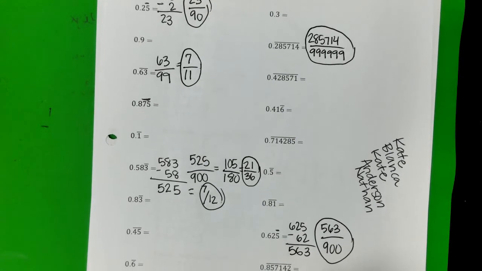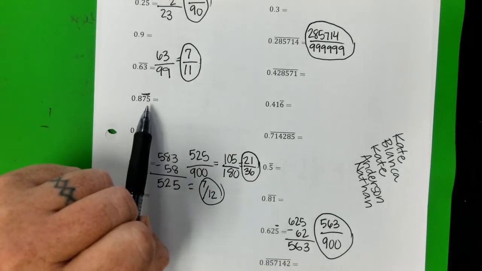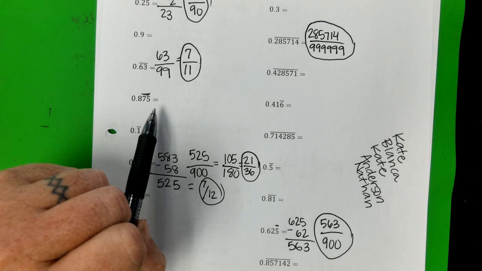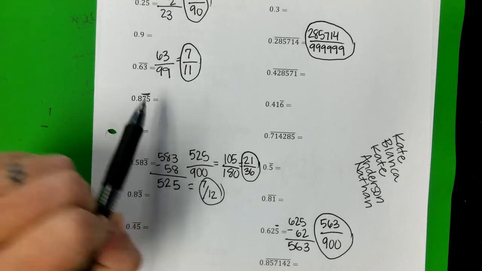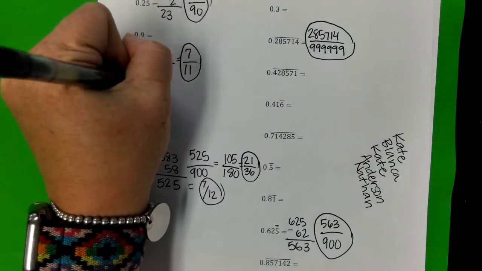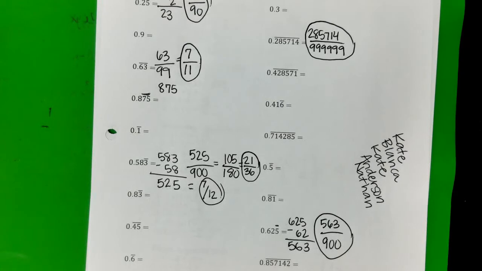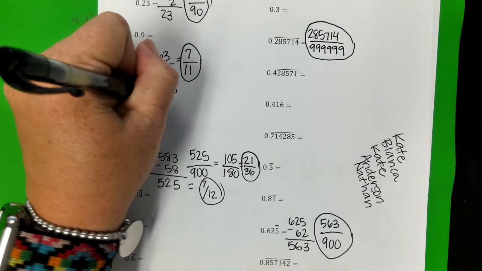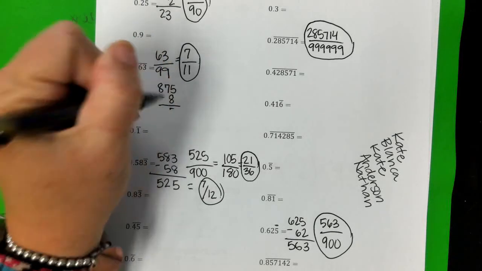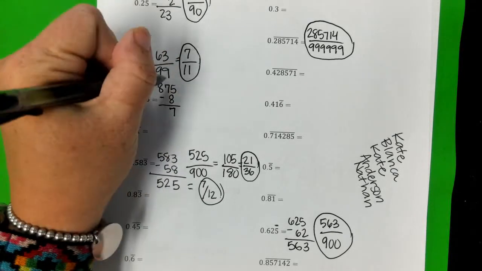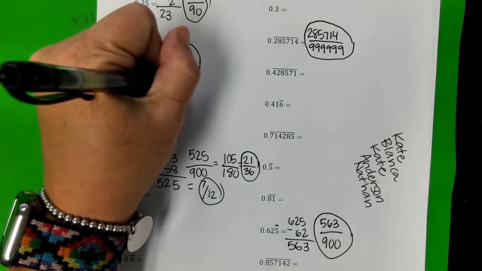Now let's look at the next one. 0.875. The bar is only over the 7 and the 5. So when the bar is not over every digit, what do I do first? Good job. I subtract. What am I going to subtract? Minus what? 8. Good. And I get 867. That number is my numerator.